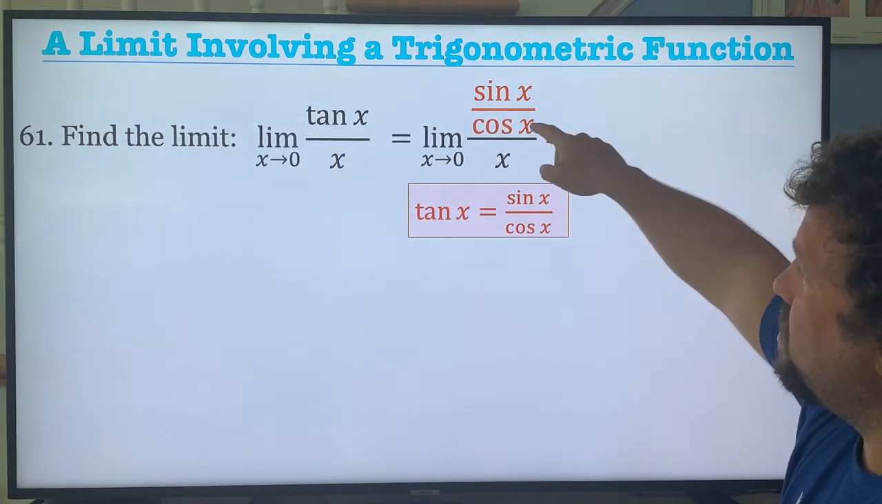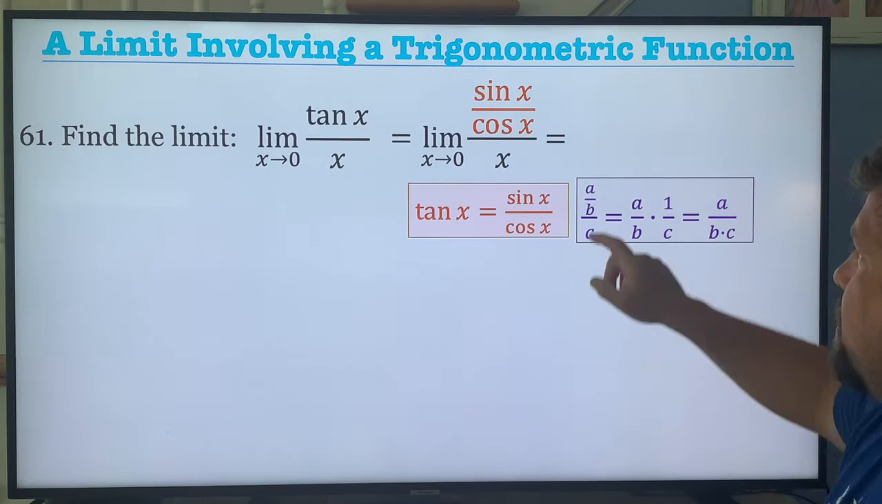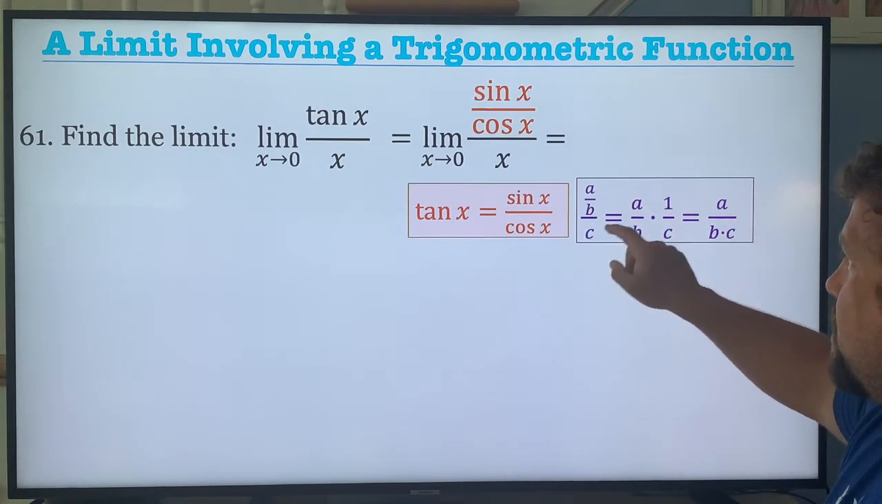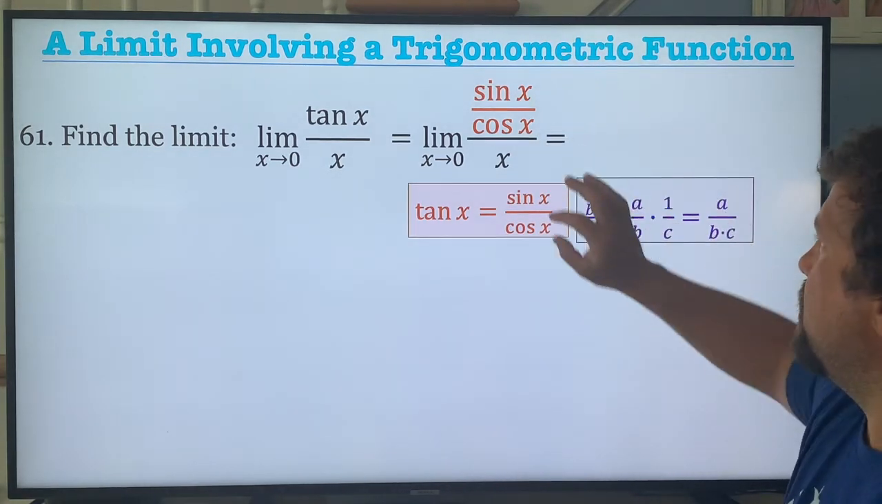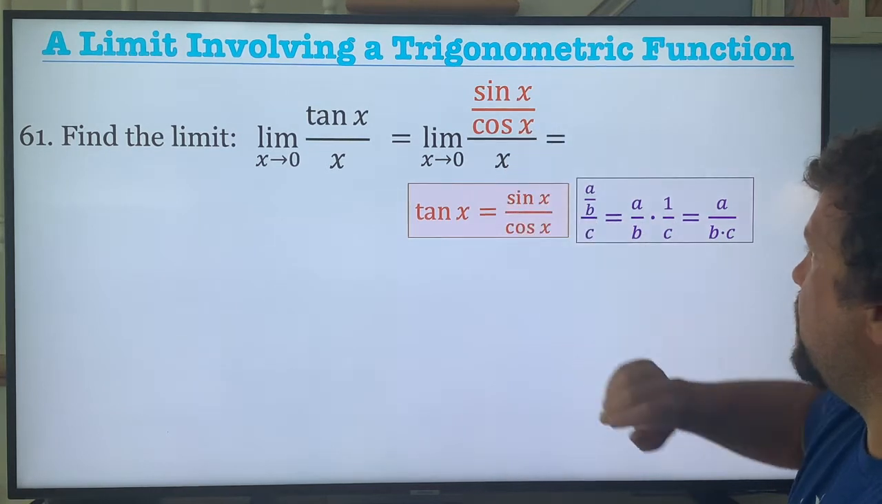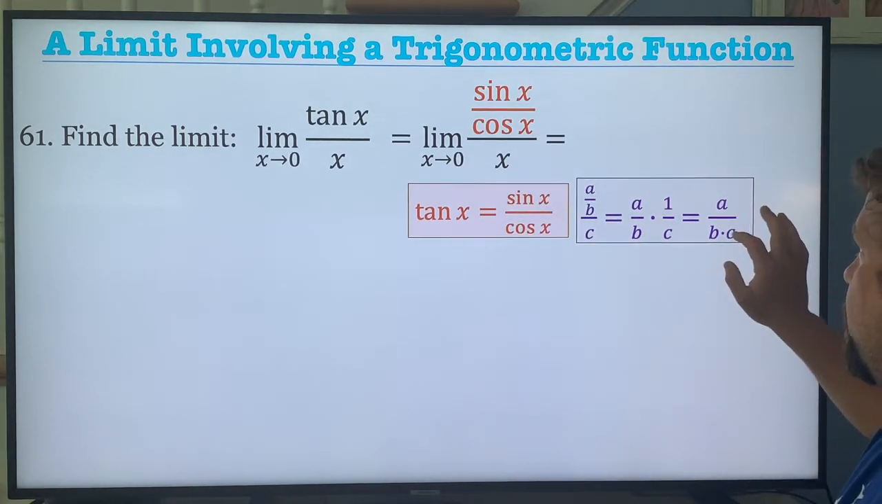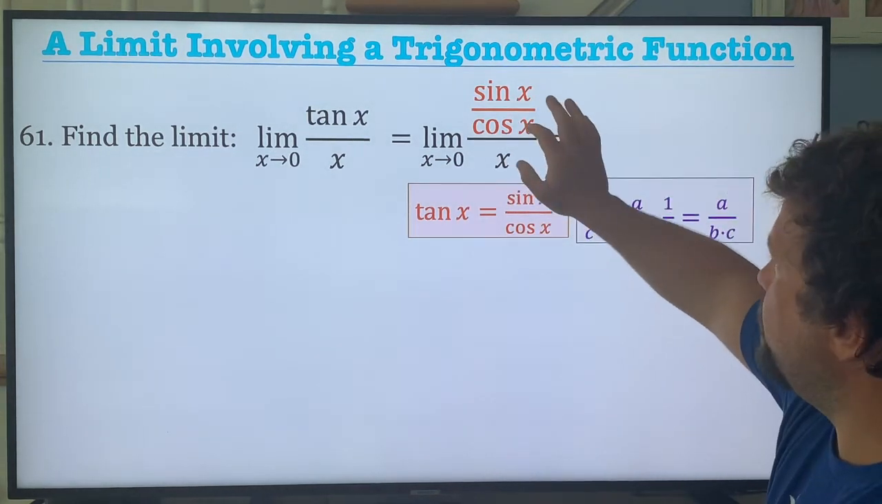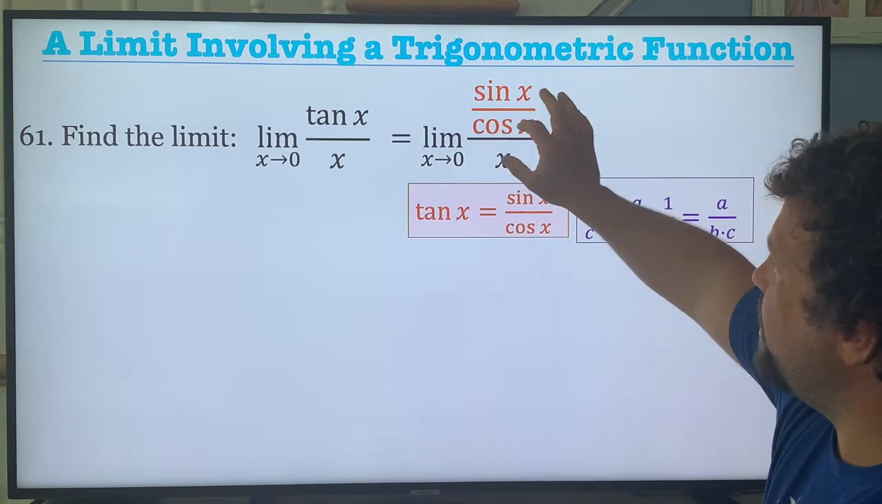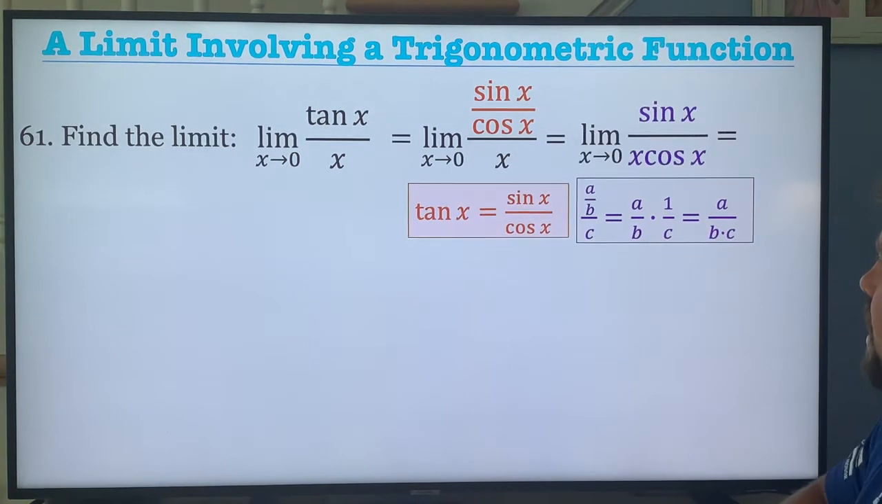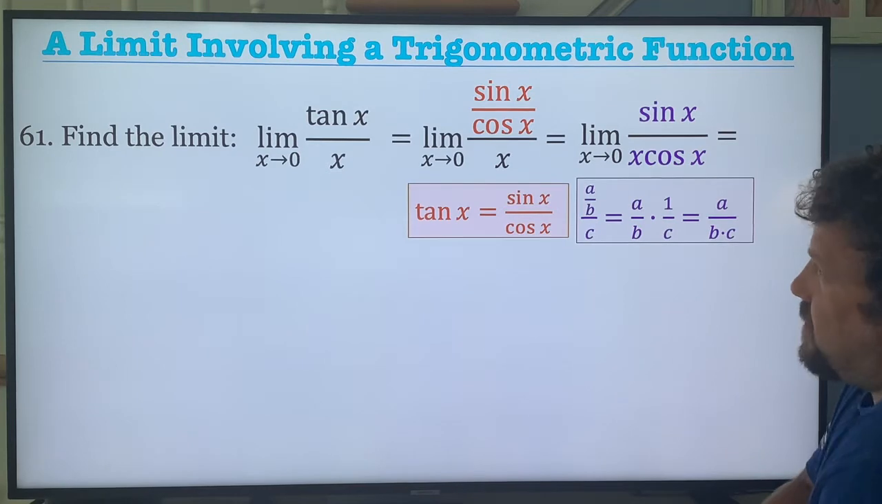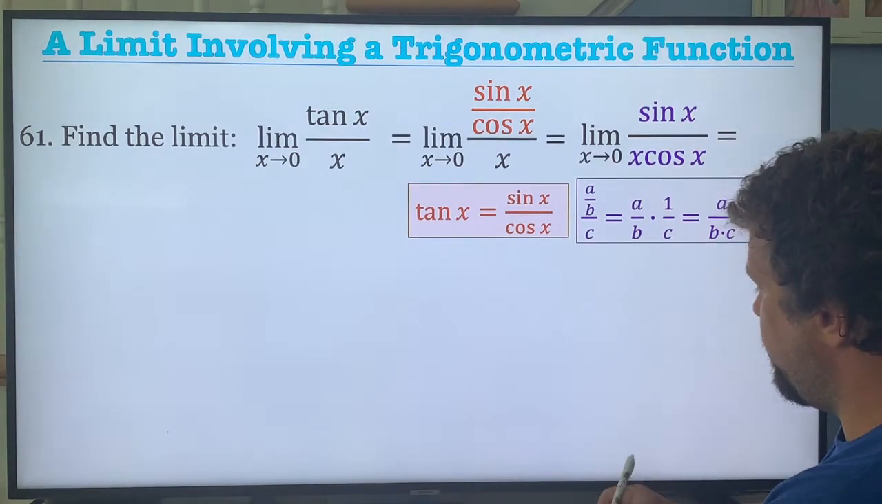Fraction over fraction, the cosine jumps to the bottom. Because if you have a fraction over a fraction, it's the same as a over b times 1 over c. So it's a times b over c. A over b times c. So it's sine x over x times cos x. Okay? Got it?